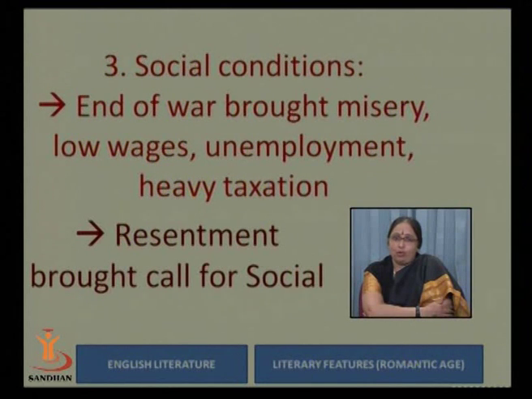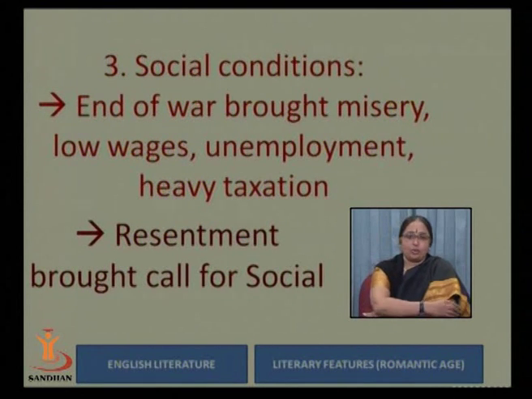You will also have a look at the social conditions of this period. The end of the war would bring about misery. There was low wages, there was unemployment, heavy taxation. So there was no reason for people to be happy. Therefore, you will find a lot of disillusionment, despair amongst people of England.